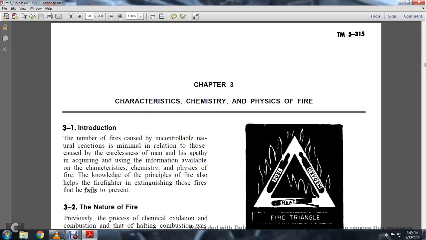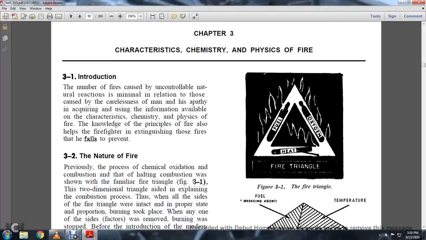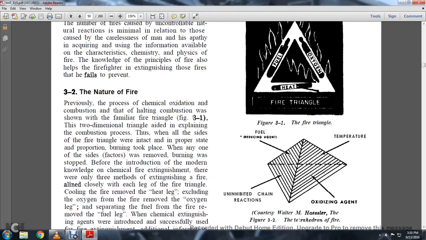3.1. The number of fires caused by unnatural reactions is minimal in relation to those caused by carelessness of men and apathy in acquiring and using available information on the characteristics, chemistry, and physics of fire. Knowledge of the principles of fire also helps the firefighter to extinguish those fires that he fails to prevent. 3.2. The nature of fire.